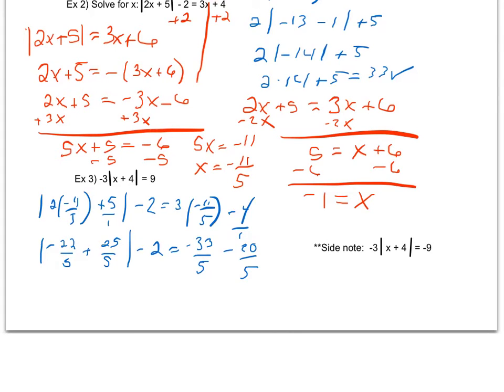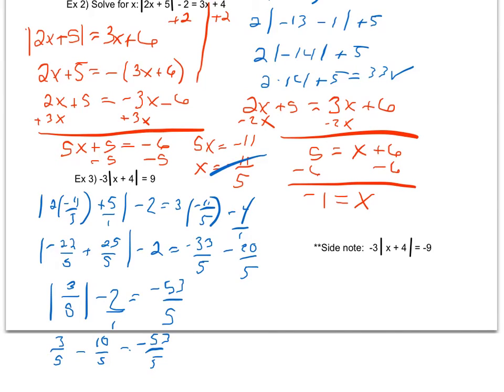Which then gives me absolute value, negative 22 plus 5 is, absolute value of 3 fifths minus 2. Is that equal to negative 53 fifths? So absolute value of 3 fifths is 3 fifths. This is 2 over 1, so 3 over 5 minus 10 over 5. Does that equal negative 53 over 5? Well, I know that 3 minus 10 does not equal negative 53, so even though I got negative 11 fifths as an answer, it does not work. Okay, that's my extraneous solution.